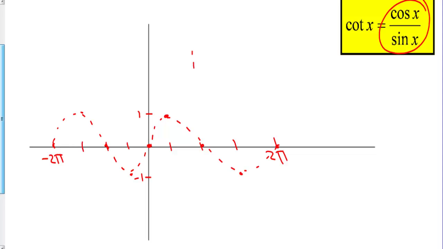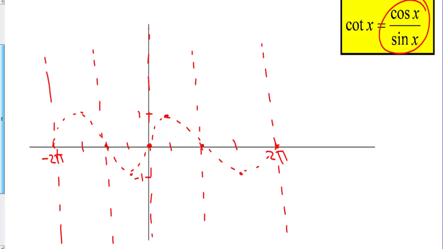Now anywhere sine is 0, cotangent is going to be undefined. So that's where we have these vertical asymptotes. And then let's look from 0 to pi right now. This would be pi over 4, and this is negative pi over 4. And the cotangent of pi over 4 is 1. So now we're up here at 1. Cotangent of pi over 2 is 0. And the cotangent of, actually, this would be 3 pi over 4. That's going to be -1.